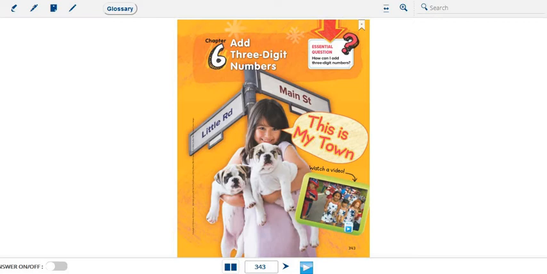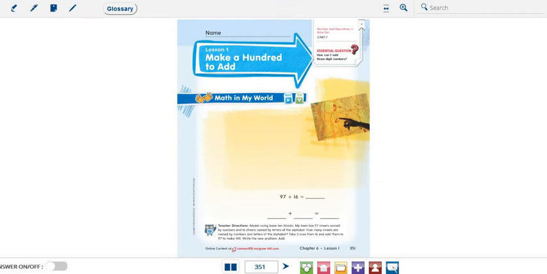Today we will start a new chapter, chapter number 6, add three-digit numbers. Through this chapter, we will learn more about how to add three-digit numbers. And today we will start with the first lesson, lesson number 1, make 100 to add. Page number 351. As you know, adding a number to 100 is very easy. So through this lesson, we are going to learn how to make 100 and then add.